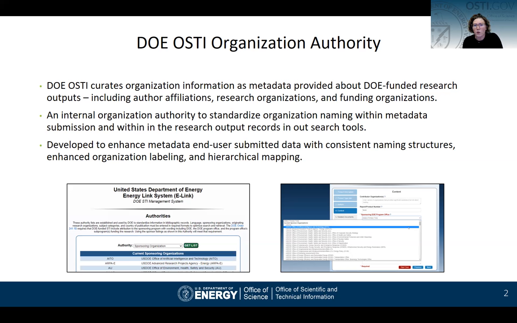So one of the projects that the OSTI's AI and data engineering team has been working on is improving our internal organization authority. We actually intend to make it publicly available as a reconciliation API for DOE, interagency, and other communities to use. So what this helps us do is resolve the many entity name variations, like for an organization like Oak Ridge National Laboratory or ORNL or Oak Ridge National Lab.